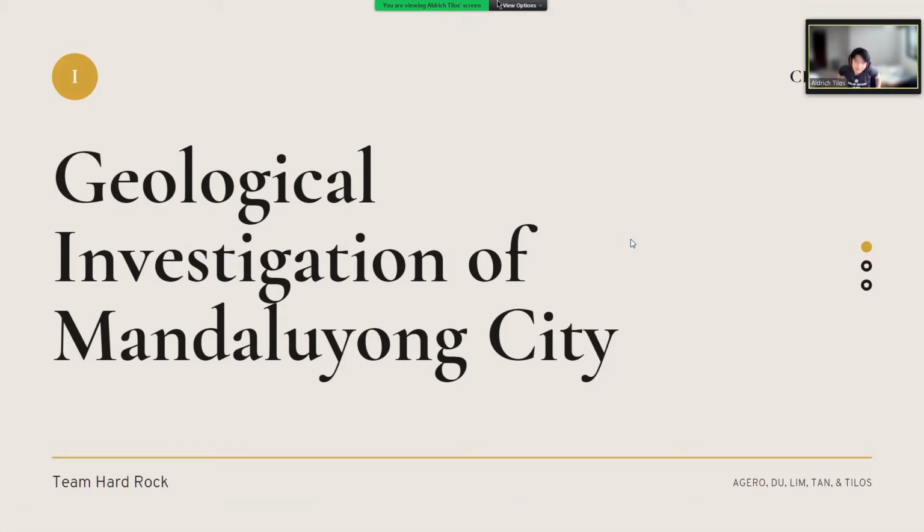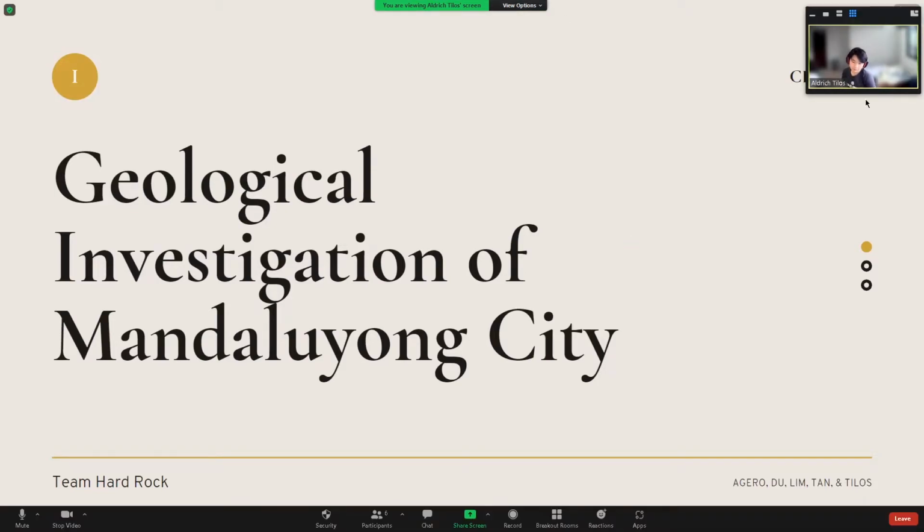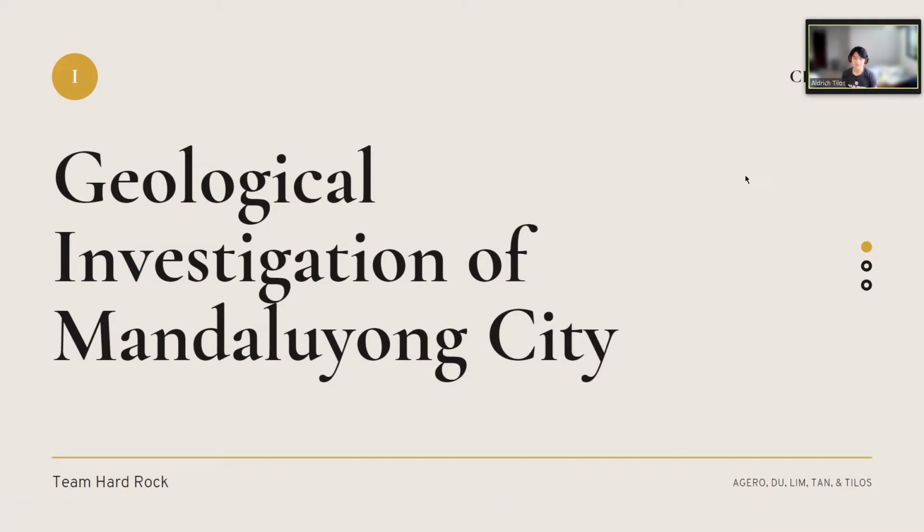Good day. We are Team Hard Rock, and today we'll be talking about the geological investigation of our city, which is Mandaluyong City. So here are our group members.